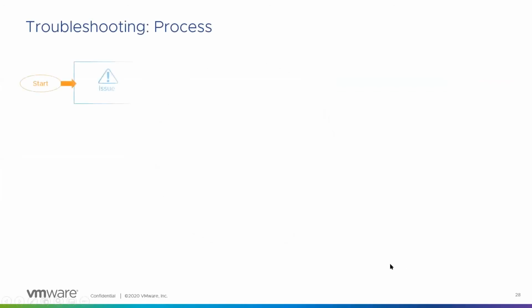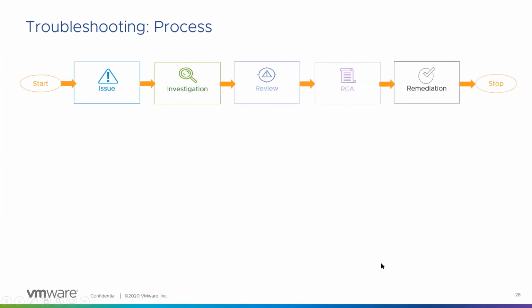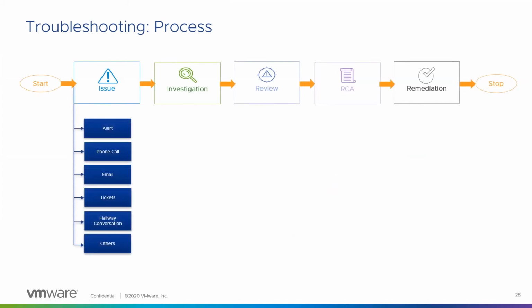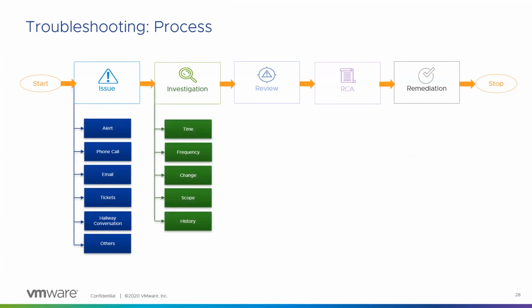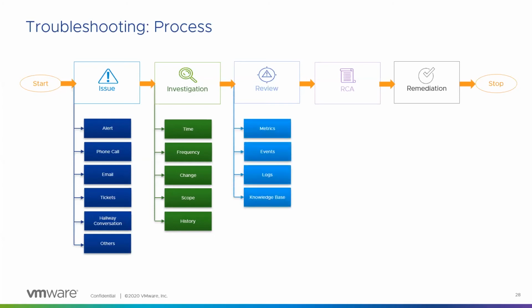Okay, so the troubleshooting process, and I think I spoke about this earlier as well, but essentially you start with something. You start with an alert, a phone call, an email, a ticket, a hallway conversation, and so forth. And then if you are being called for a problem, you start investigation. Some of the key things you ask are again time, frequency, what changed, where is the problem? Has it ever happened in the past? Then you start reviewing what you have on hand. You go into your metrics, your events, your logs, your knowledge base articles, and you try to find out what's going on and find some kind of evidence within those data sets.